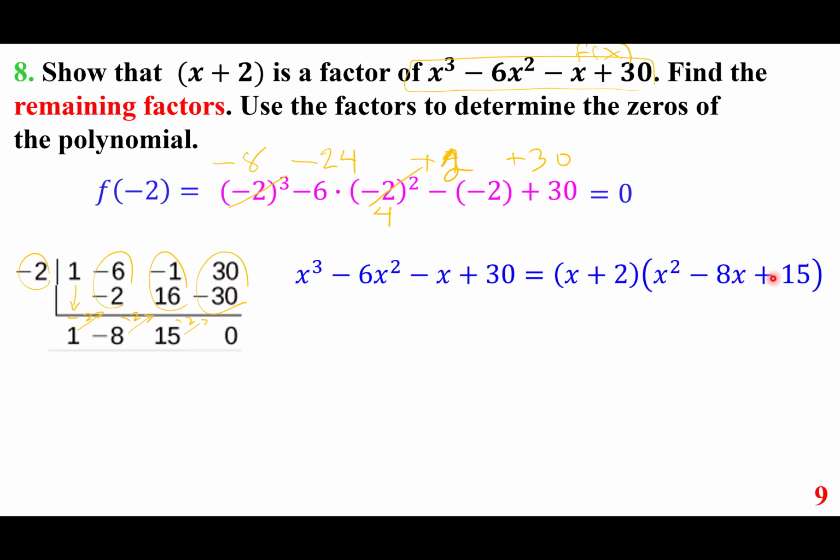Now, this is an easy factoring because we want two numbers. The product is 15. The sum is negative 8: negative 3 and negative 5. So therefore, as far as the zeros are concerned, we have negative 2, positive 3, positive 5.